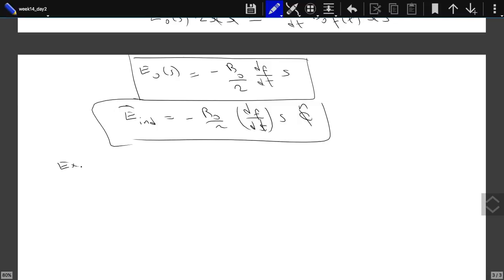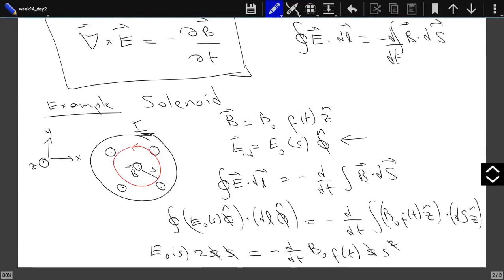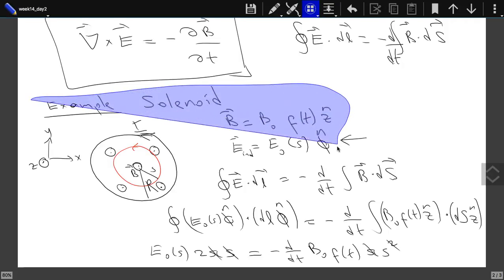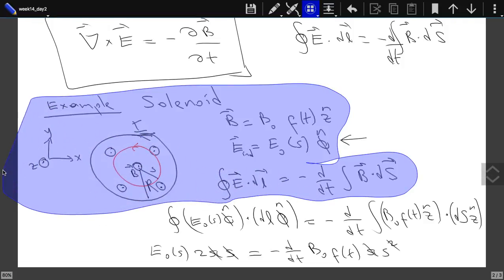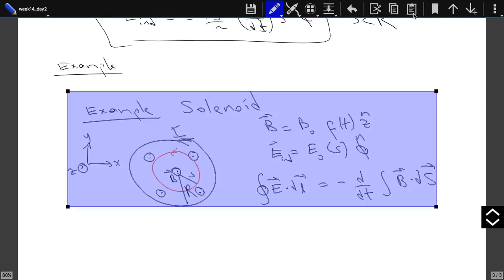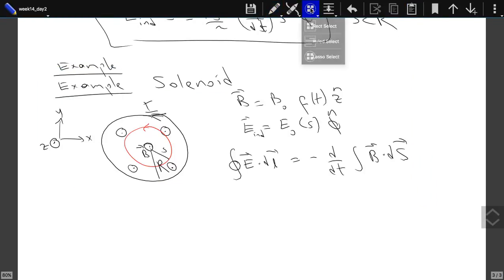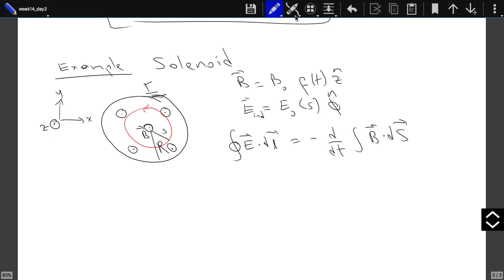Well, let's do that also. Of course, this is valid for s less than R. The same problem, but this time, let's assume s is larger than R.